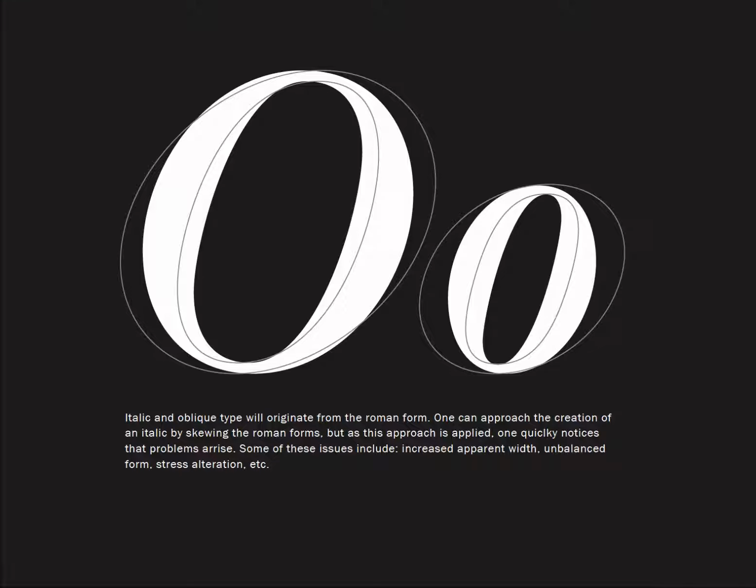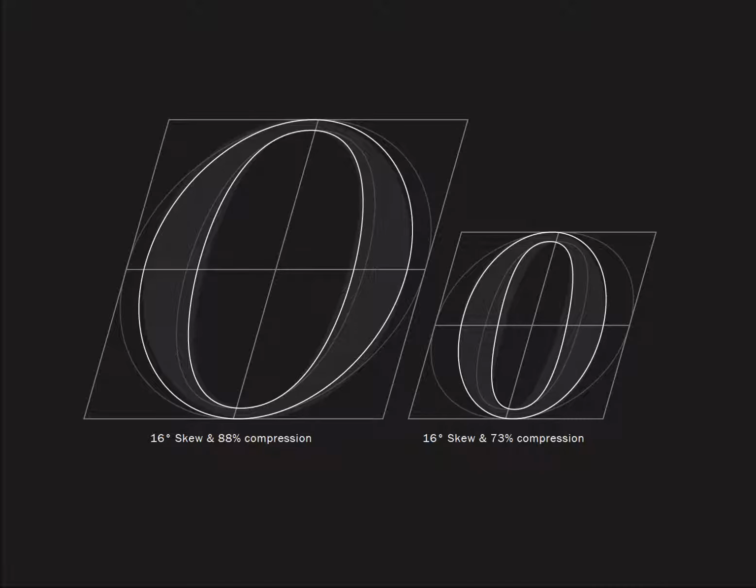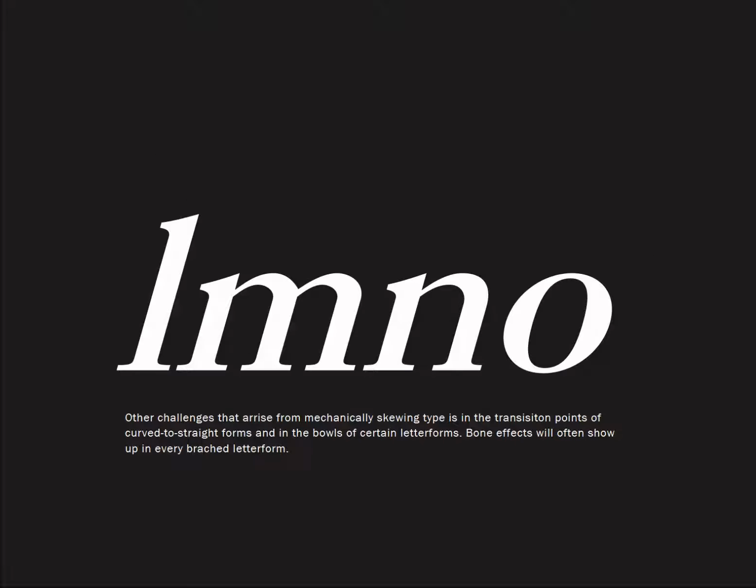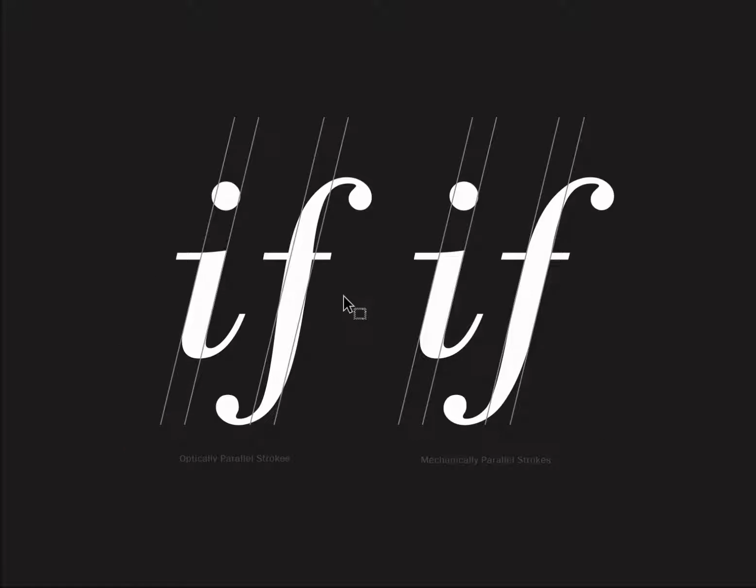One of the things we really have to pay attention to is that when we skew these forms, they also feel like they're going to fall over. Again, this is just showing that grid line so you can see that comparison between these. Other challenges that arise from mechanically skewing type is the transition points of curved to straight forms, which we can see right in here. We can see that our bone effect is starting to become extremely apparent, even though it wasn't existing in our uppercase or our Roman form. We can see these in all these different spots in here.